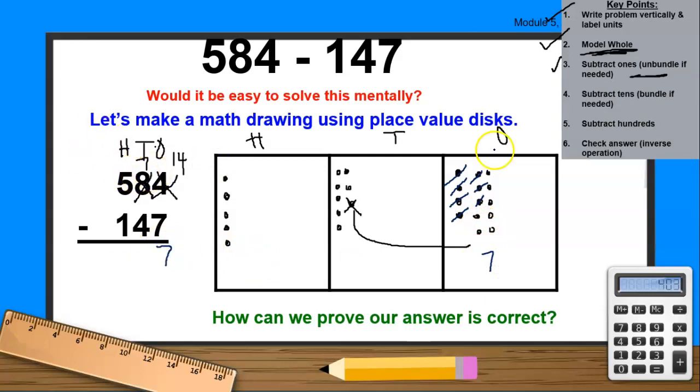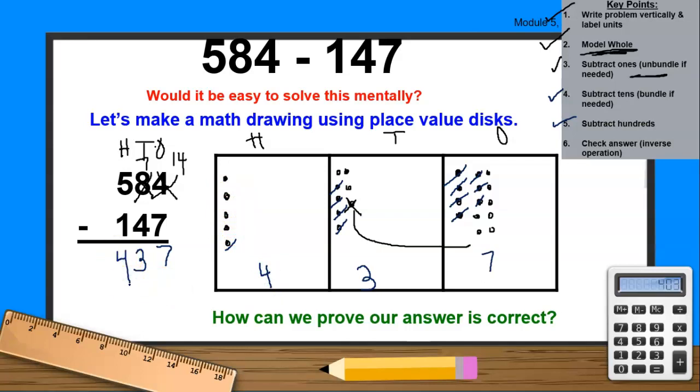Now let's look at the tens place. I start with 7. I take away 4. The number 7 is greater, so I can take away 4. Here we go. 1, 2, 3, and 4. How many do I end up with? Yes, 3. Now I'm ready to subtract the hundreds. I start with 5. I'm going to take away 1. Oops, I forgot to write the 3 here. I subtract the hundreds and I end up with 4.